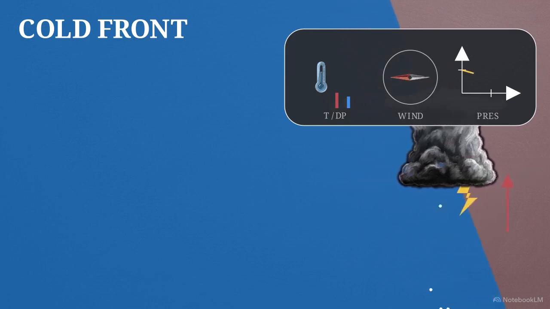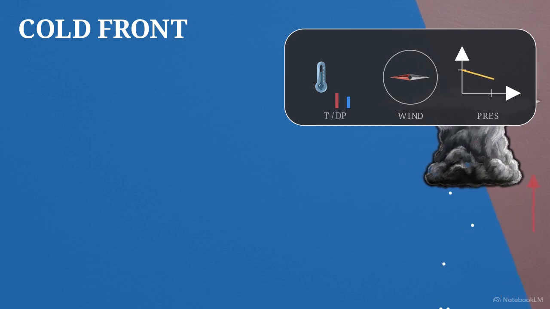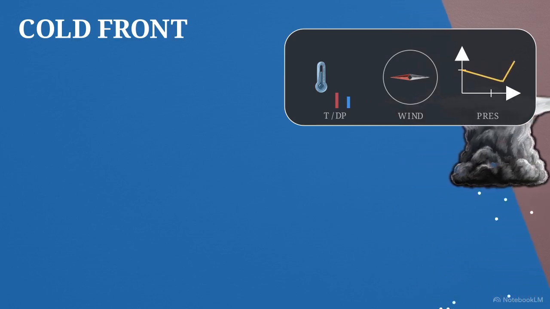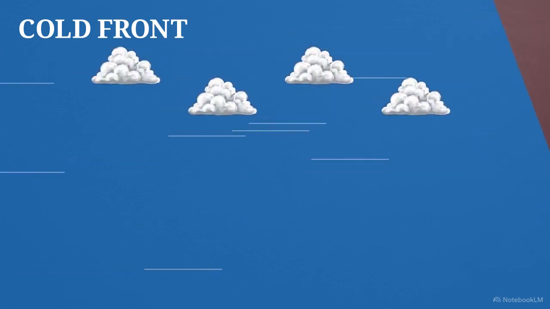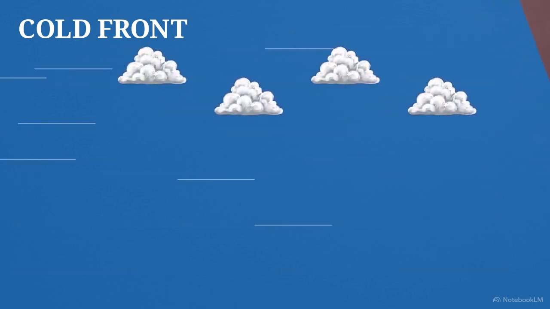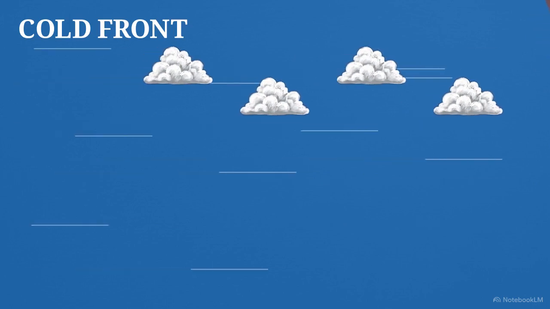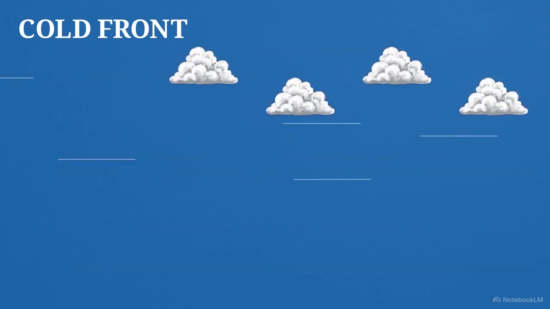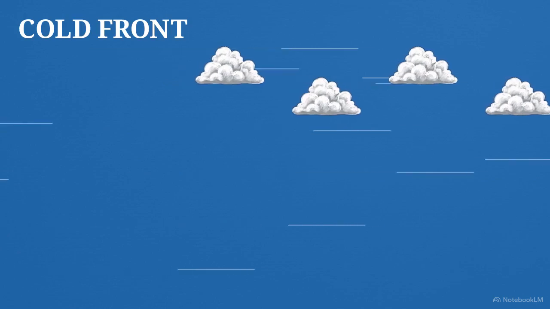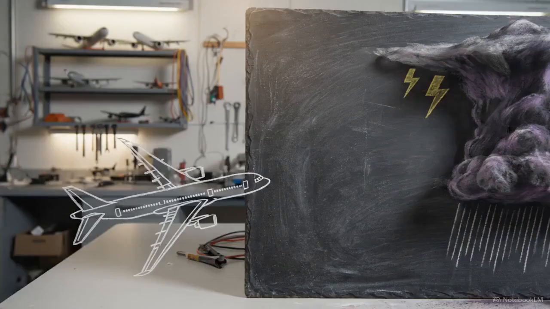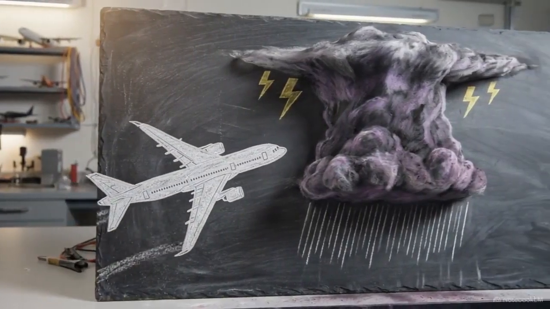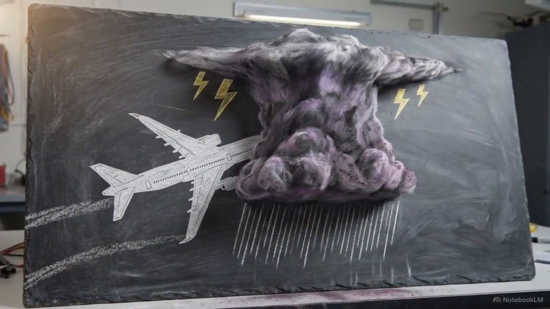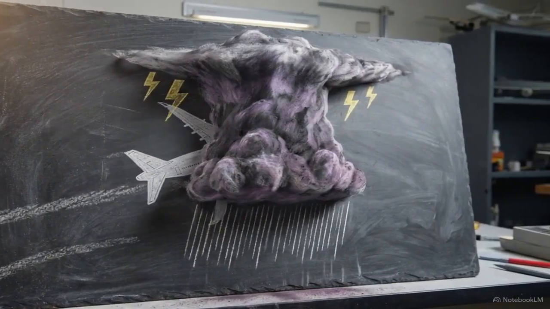As you punch through the front, the instruments swing wildly. Temperature and dew point drop sharply. The wind veers strongly, and the previously falling pressure rapidly spikes upward. Once past the boundary, the sky clears rapidly. You are left with showery cumuliform clouds, brisk winds, and excellent visibility. The dense, steep geometry of a cold front translates mathematically into brief, extreme violence. This is weather you navigate around, not through.